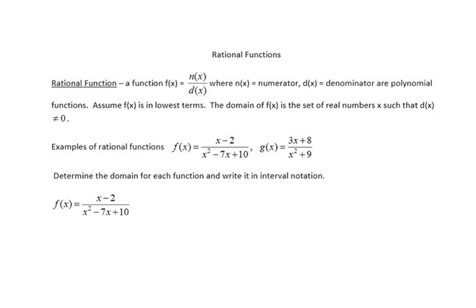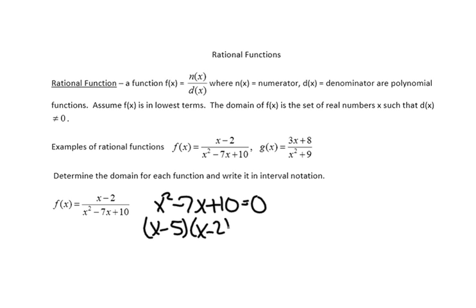So now what I would like to do is to write the domain of each of these rational functions in interval notation. Okay? So let's start with x minus 2 divided by x squared minus 7x plus 10. So again, domain restrictions are going to be when the denominator is equal to 0. So we want to eliminate those values. Okay? This is factorable. Factors of 10 that add up to negative 7 are negative 5 and negative 2.